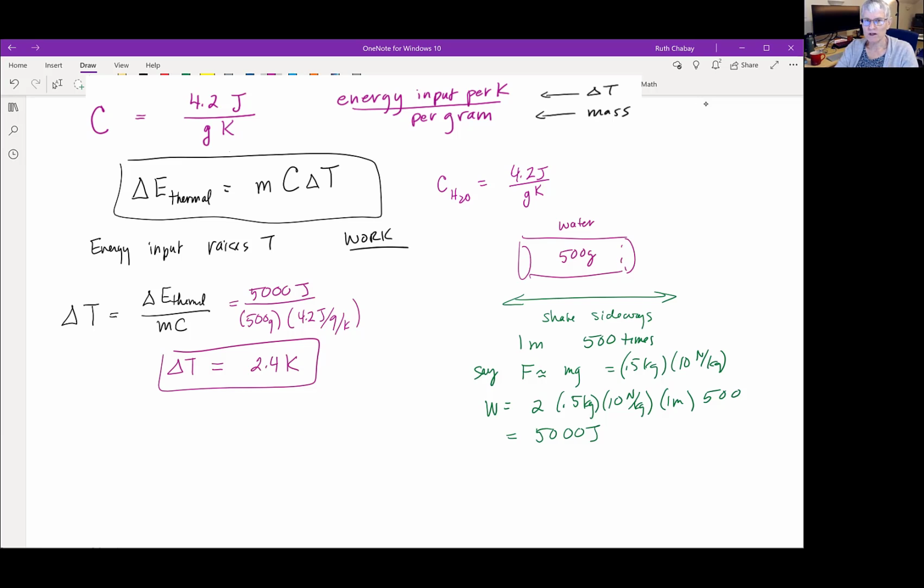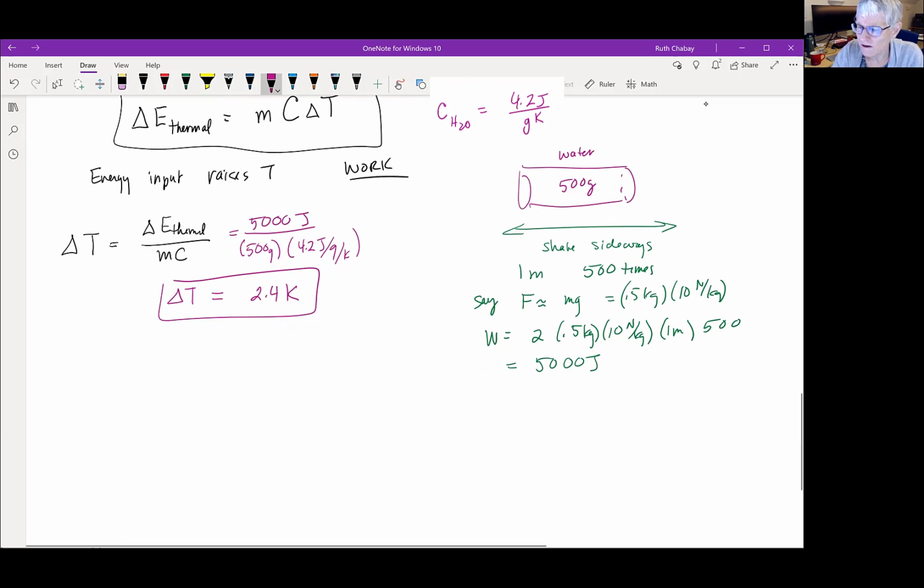But how would we calculate energy change due to other things, like we talked about just putting a thermometer in contact with something? Energy flows from one object to another. So there's another kind of energy transfer. We have a new kind of energy transfer. We have energy transfer due to a temperature difference.